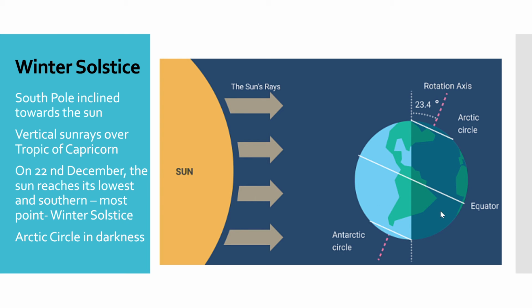Again, you all can see there is unequal length of days and nights. During this time in the southern hemisphere, the days are longer and the nights are shorter. Whereas in the northern hemisphere, the days are shorter and the nights are longer. So when Antarctic Circle is in complete light, Arctic Circle will be in darkness. So this portion is having summer season, whereas in the northern hemisphere they will experience winter season.